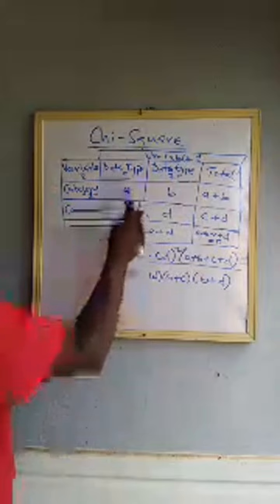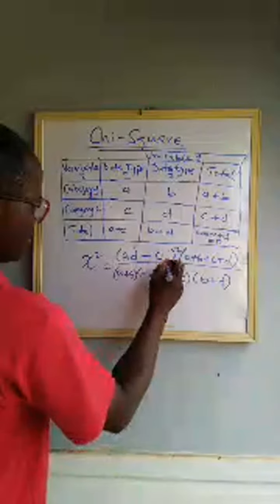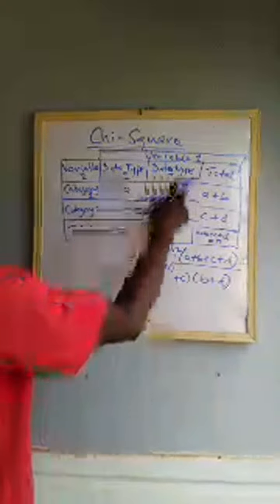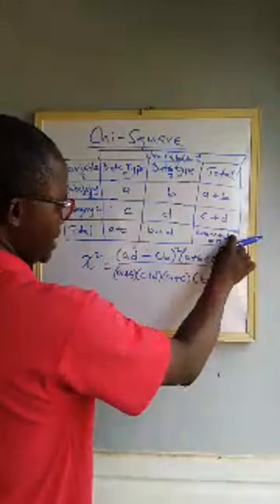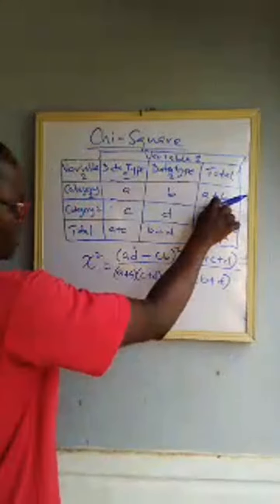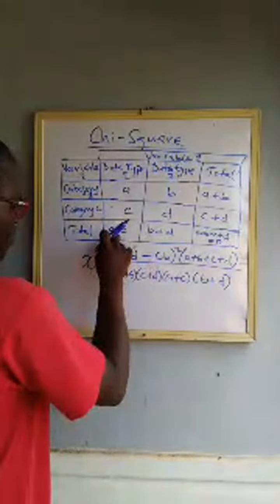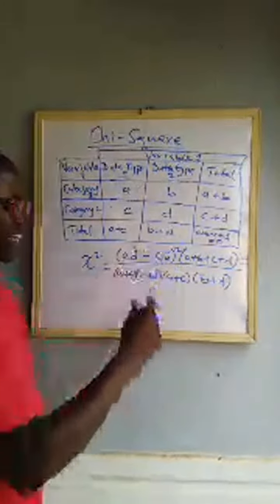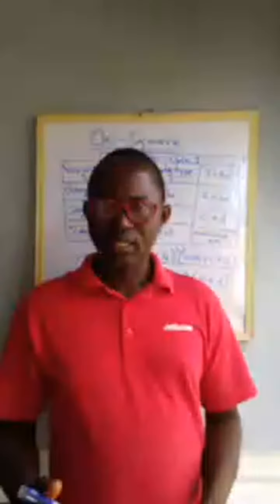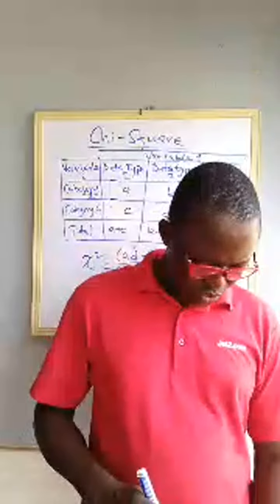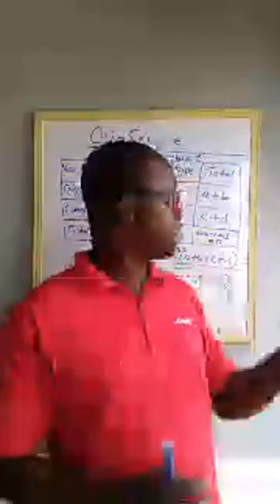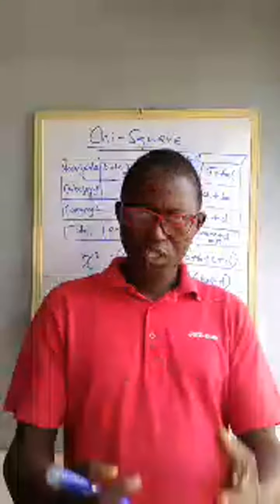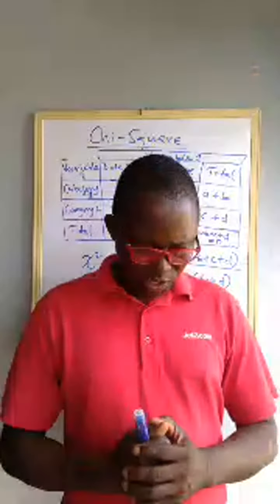Chi-square equals AD minus CB, all squared, multiplied by A plus B plus C plus D, divided by A plus B multiplied by C plus D multiplied by A plus C multiplied by B plus D. All those are numbers that you must have obtained when you are given the problem, because the problem comes as values. Rather than A, B, C, D, you have values in the 2 by 2 contingency table.